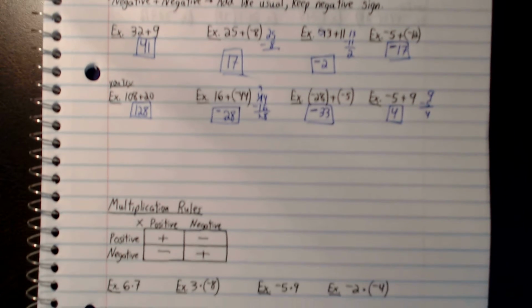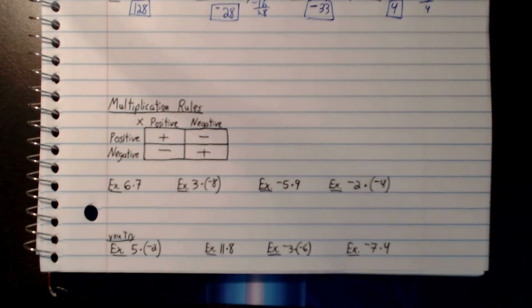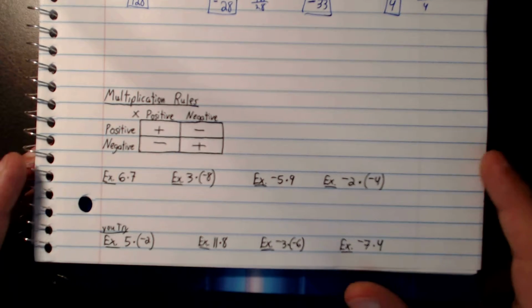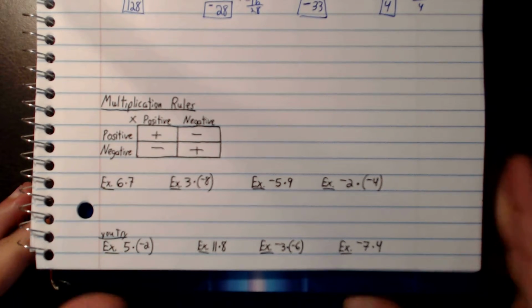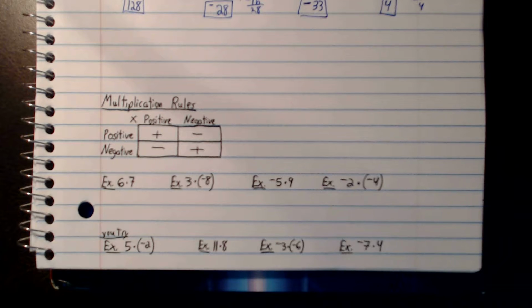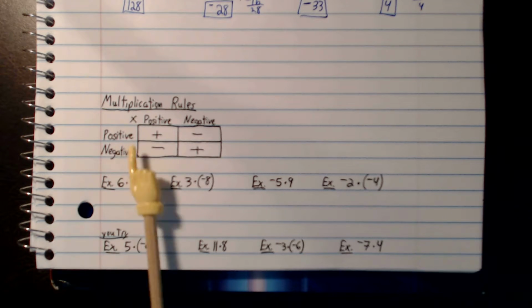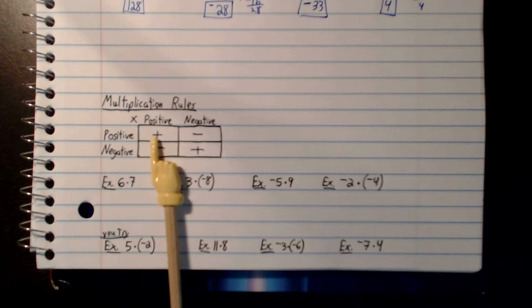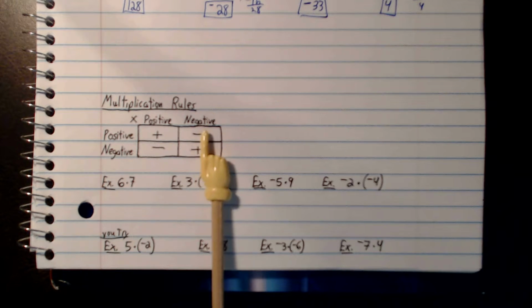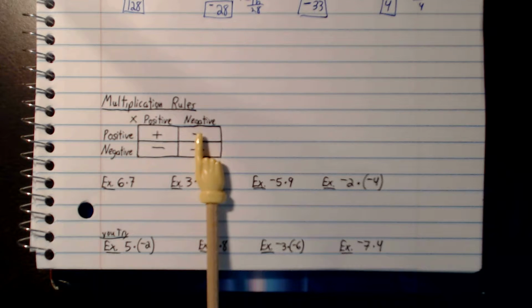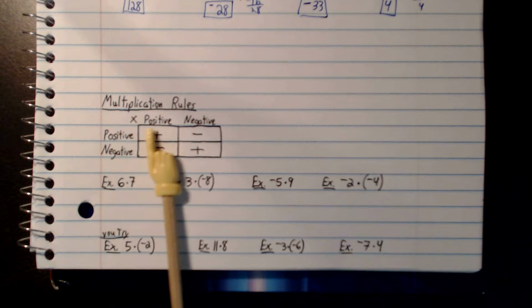Okay? Same idea with multiplication. So we have a new multiplication little rule right here. If you don't have this memorized, pause the video and write this down. Memorize it. Okay? Here's how it works. If I take a positive and I multiply a positive number, my result should be positive. If I multiply positive times a negative, the negative is going to win, and the sign of our product will be negative. Same idea with a negative times a positive.